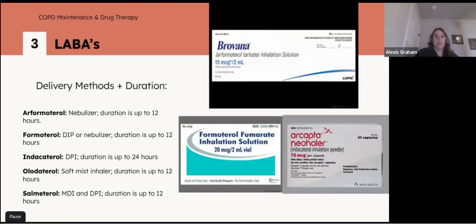Long-acting beta agonists. Arformoterol can be a nebulizer solution and is up to 12 hours. Formoterol is a DPI or nebulizer and is up to 12 hours. Indacaterol is a DPI and is up to 24 hours. Olodaterol is a soft mist inhaler and is up to 12 hours. And salmeterol is an MDI or a DPI and is up to 12 hours.